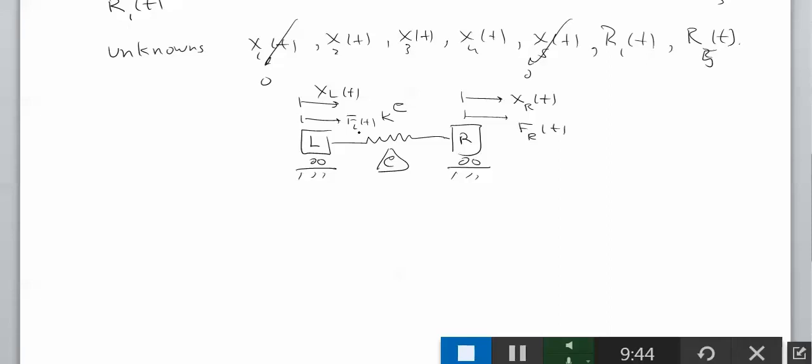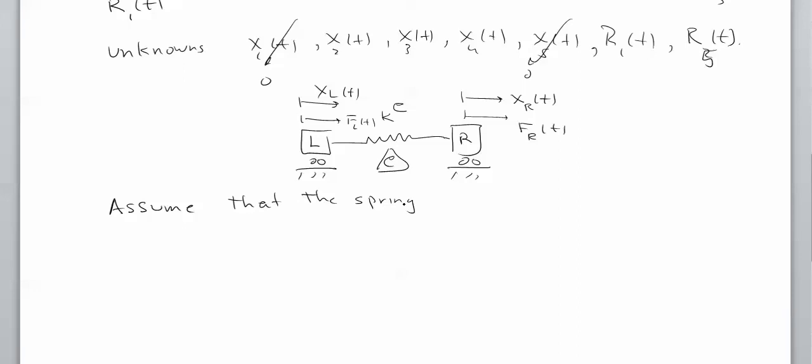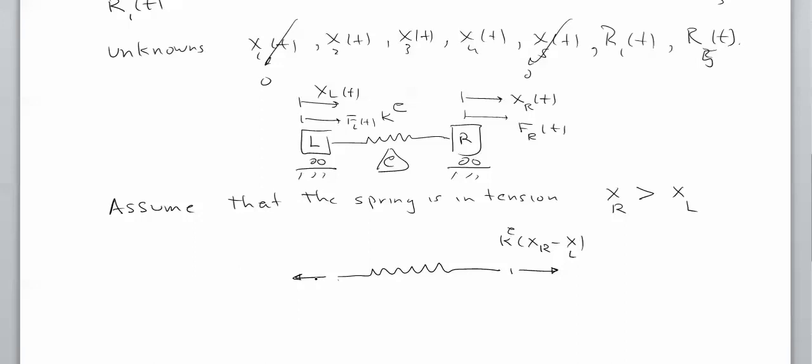Now, to make the argument go smoother, let me assume, although this has no bearing on what we're going to do, that the spring is in tension. And what that means is xr is bigger than xl. I drop the argument t here. Now, if that is the case, I can redraw my spring like that. So the spring is in tension. Obviously, there is a force here, and there is a force there, and the magnitude of this force is Ke times xr minus xl. And the spring on the left side is under a force of Ke times xr minus xl.